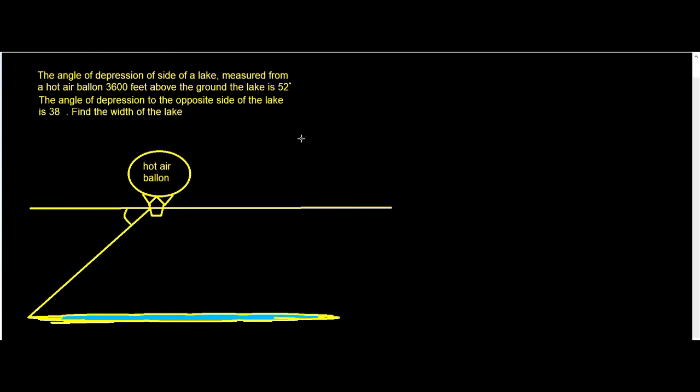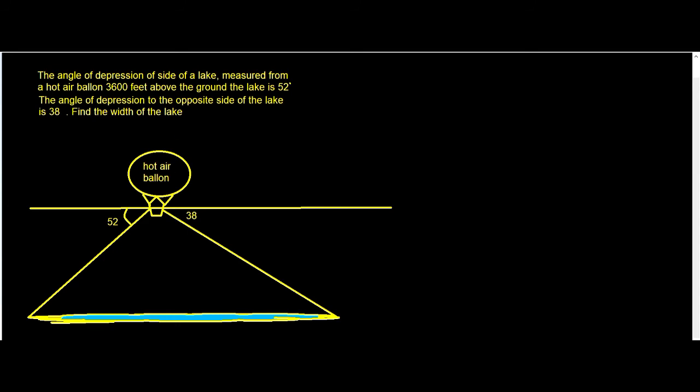And it says it's 52 degrees. So that's 52 degrees. Ngayon, pag tumingin siya sa kabilang side, on the other side, let's say this one, ang nabuo niyang angle is 38 degrees. You have 38 degrees. Ngayon, find the width of the lake, or kung gaano kahaba yung lake.